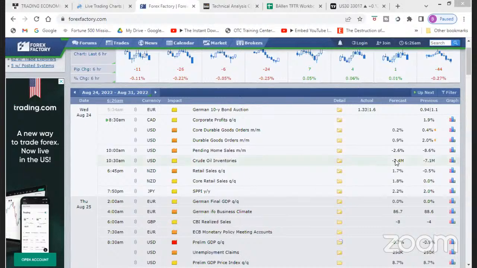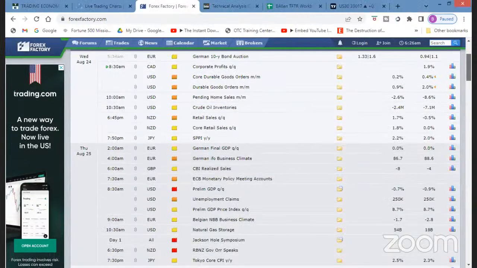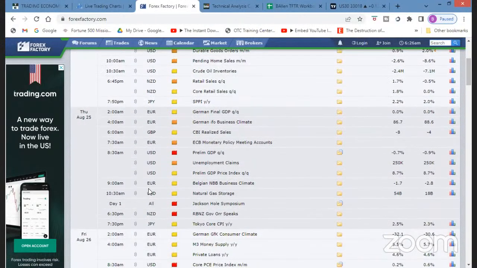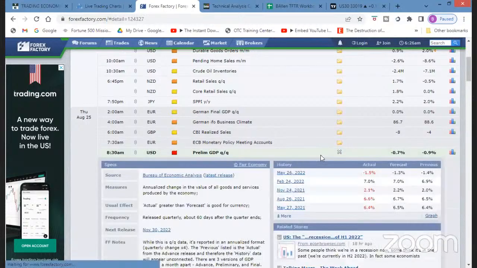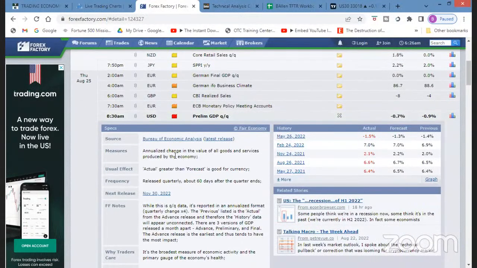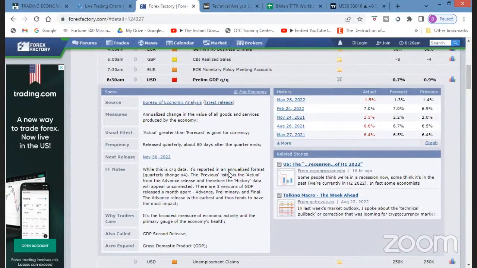But the one thing tomorrow, you can tell by the way the market has been moving, you've got the ECB monetary policy meeting accounts coming up. You've got preliminary GDP, Q over Q. For those of you who don't know what that is, it's the annualized change in the value of all goods and services produced by the economy. Actual greater than forecast is good for the currency, released quarterly about 60 days after the quarter ends.